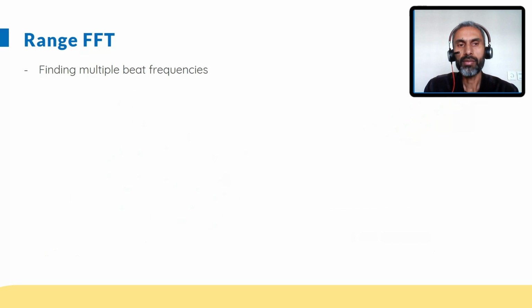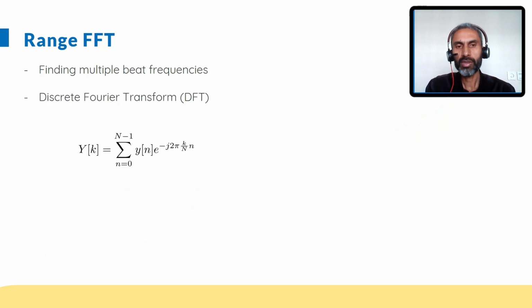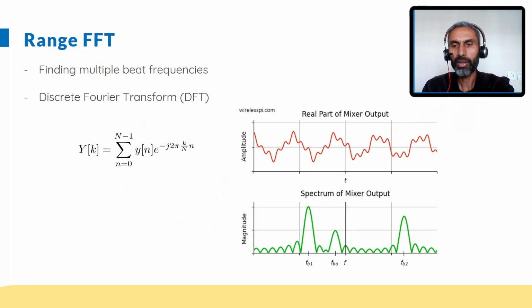So we have multiple beat frequencies, and the best known process we know is the discrete Fourier transform. Y[k] equals summation n equals 0 to N minus 1 of y[n] e raised to the power minus j 2 pi k n over N, where k over N is the normalized frequency, and we can see the real part of the mixer output. When we take the spectrum of this signal, which consists of three different frequencies, we can see the first frequency at f_b0, second at f_b1, and third at f_b2, where the magnitude of the frequency here depends on the return signal strength.